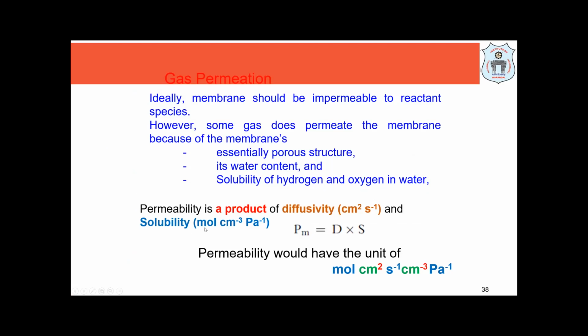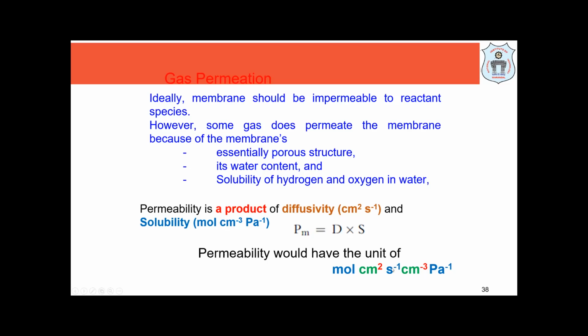So solubility is given by moles per centimeter cube per unit pressure. Okay, so that is Pascal. So this is the unit of permeability. P_M equal to D into S. So the solubility unit is this, the diffusivity unit is this. So together you can write like this.